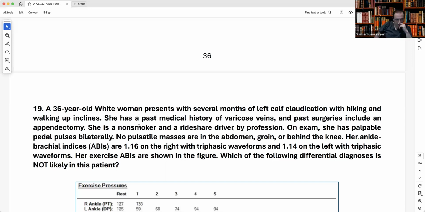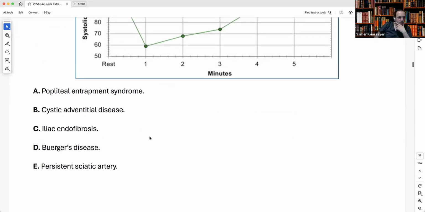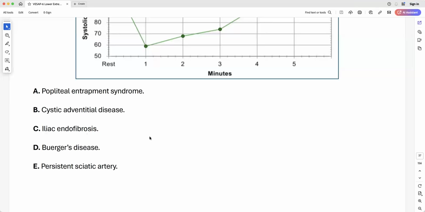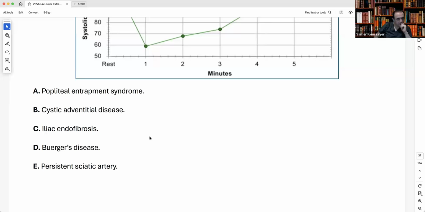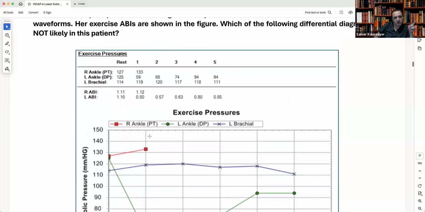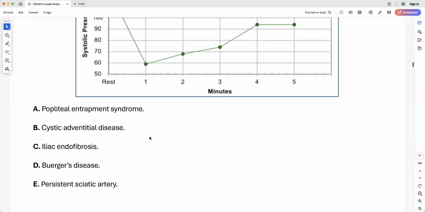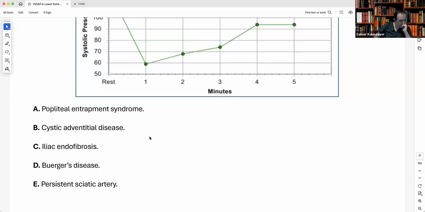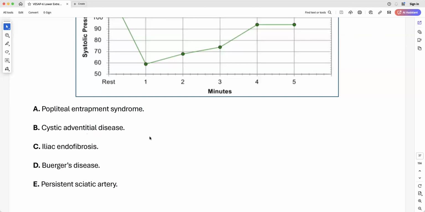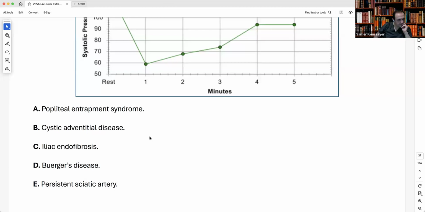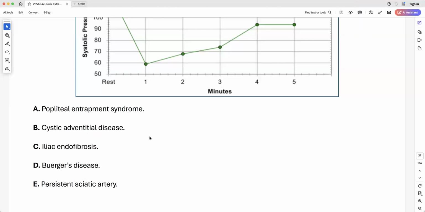So let's see what options they gave us. Let's go one by one. A, popliteal entrapment syndrome. Okay, could be possible. They want what's not likely. So this one is good. Cystic adventitial disease can be caused. Iliac endofibrosis, you know what that is? Very rare. Forget about it. If you don't know, let's skip it. Next, Buerger disease. And last one, persistent sciatic artery.